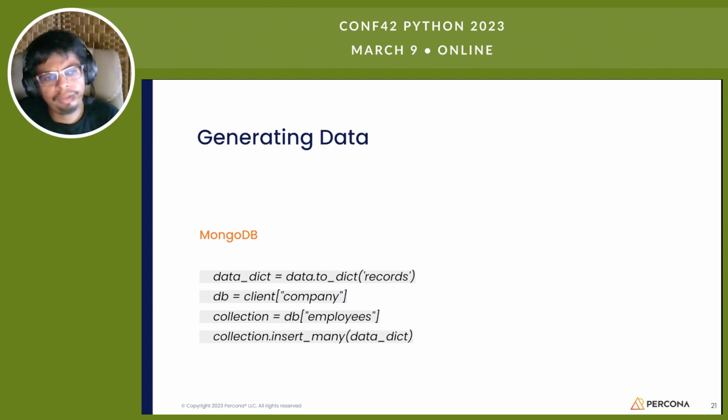Okay, for MongoDB, this is the way that we insert data into a MongoDB database. First, we need to convert the data that we generated into a Python dictionary. Then we need to specify the name of the database and the collection where the information will be stored. And by calling the insert many method, we insert all the data into the MongoDB database.